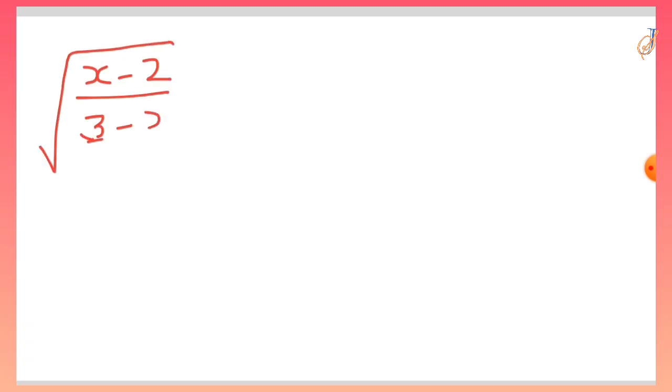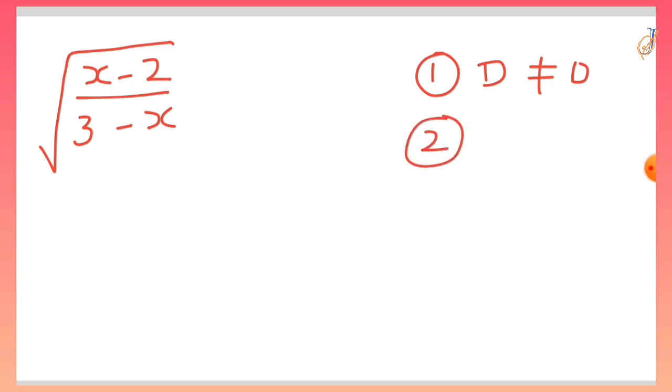Let's see one more. Suppose we have a function square root of x minus 2 over 3 minus x. How can you find the domain of this function? This function is a radical function and rational function. In the previous example, I showed that whenever you have a rational function, you should take the denominator as not equal to 0. The first point is you should take the denominator as not equal to 0. And the second point, this is a radical function, so always you have to take a radical function as greater than or equal to 0. These are the two cases you are going to apply in this function.